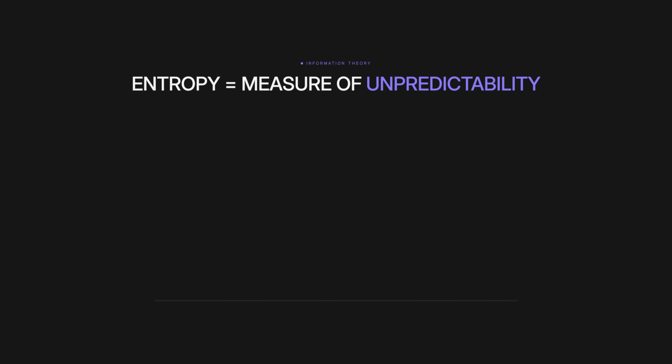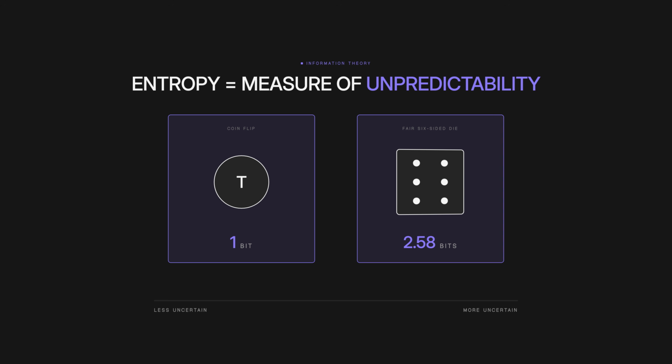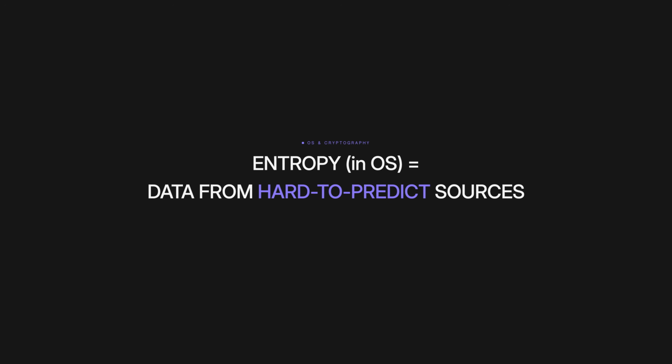In information theory, entropy is a measure of unpredictability. A coin flip has one bit of entropy because there are two equally likely outcomes. A roll of a fair six-sided die has roughly 2.58 bits. The more uncertain you are about an outcome, the more entropy it carries. In the context of operating systems and cryptography, entropy means something more concrete. It refers to data collected from sources that are genuinely hard to predict, even if the attacker knows everything about the machine's software and hardware.